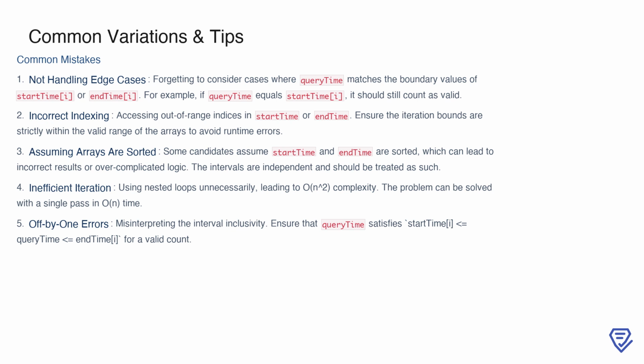Also, be mindful of efficiency. Using nested loops might seem intuitive at first, but it results in an O(n²) time complexity, which is unnecessary. The problem can be solved in O(n) with a single iteration. Finally, watch for off-by-one errors. The interval condition here is inclusive, meaning query time must satisfy start time[i] <= query time <= end time[i]. Misinterpreting this can lead to subtle bugs, so double-check your comparisons.